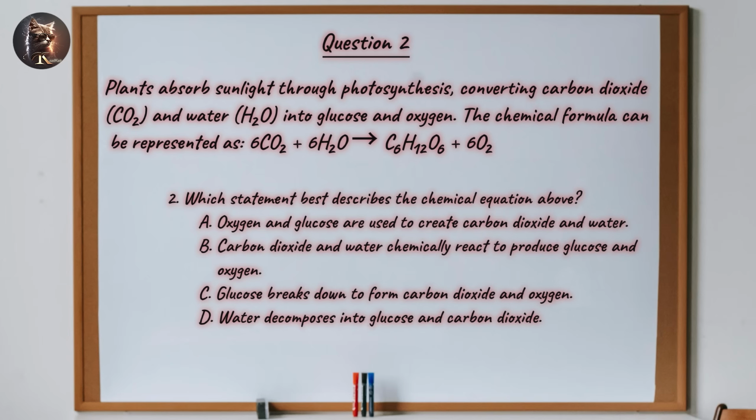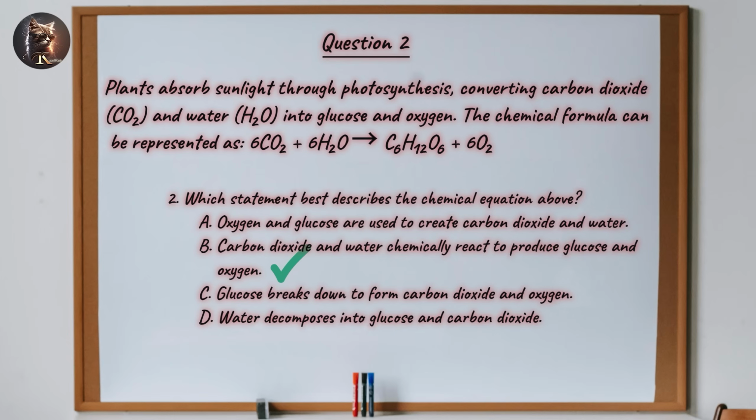This one matches perfectly. Choice C says glucose breaks down to form carbon dioxide and oxygen, but the equation clearly shows glucose is actually being produced, not broken down, so C doesn't fit. Choice D says water decomposes into glucose and carbon dioxide. The equation shows water involved, but it's combined with carbon dioxide to create glucose and oxygen, not decomposing into glucose and carbon dioxide alone, so D isn't correct either. After analyzing all the options, the correct answer clearly matches with choice B. Carbon dioxide and water chemically react to produce glucose and oxygen.